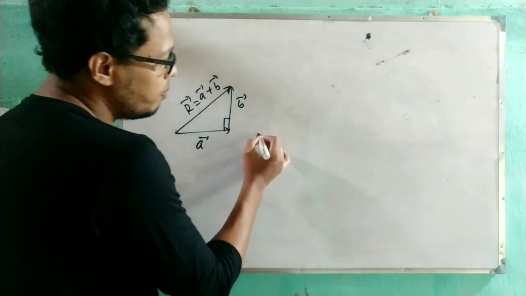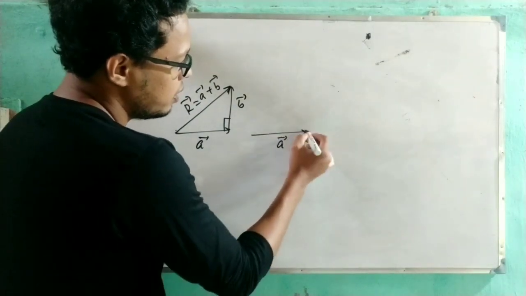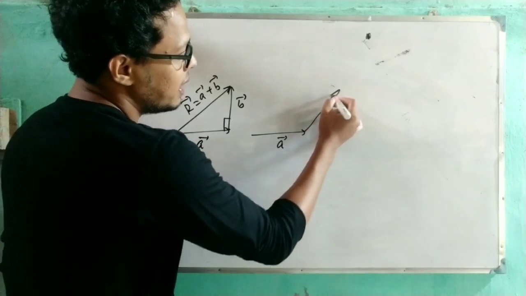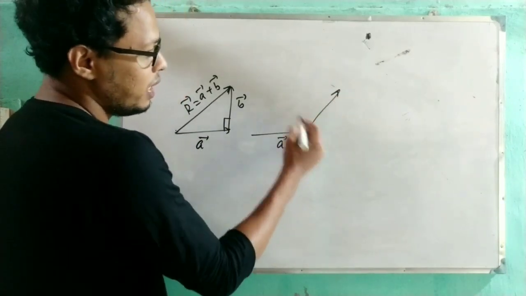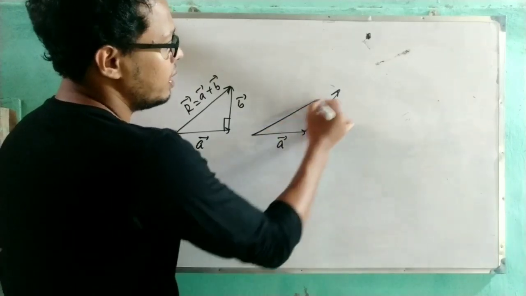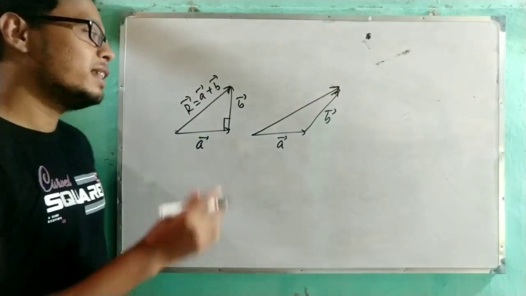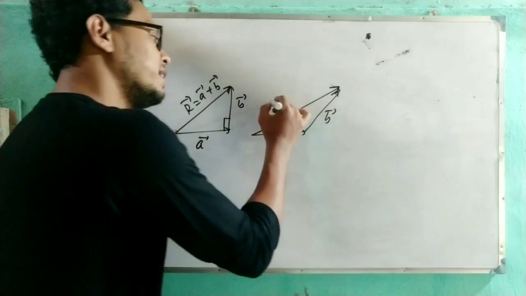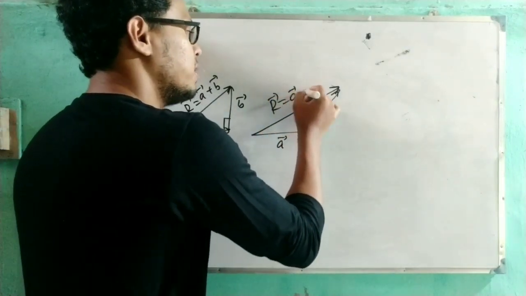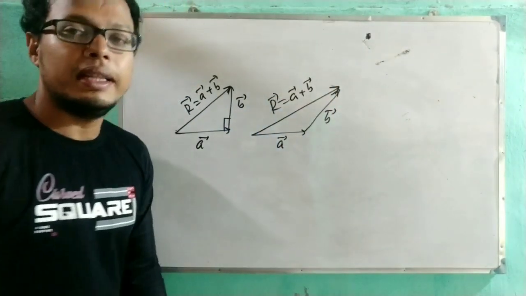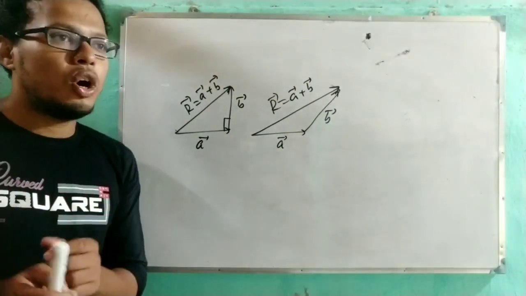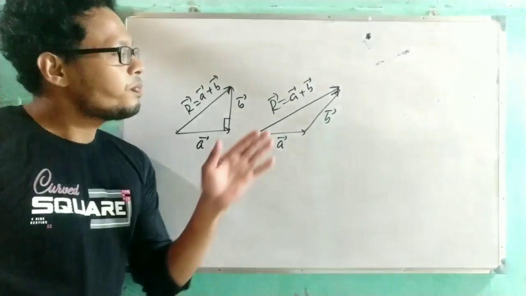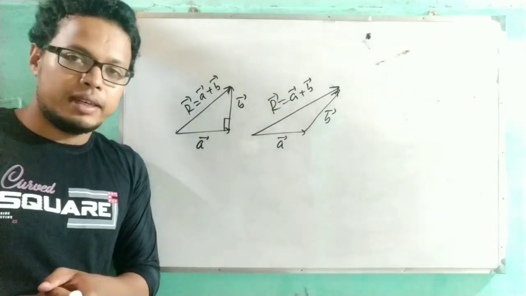But the problem will arise if the B vector makes some angle other than 90 degrees with A. Then how do we find the resultant? Not the resultant, how do we find the magnitude? The resultant we can always write as R equals A plus B, that is correct. But how to find the magnitude? That's why you have to learn the triangle law of vector addition and the parallelogram law of vector addition.